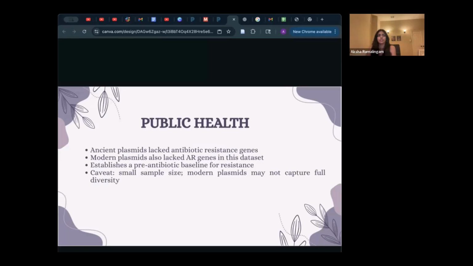Interestingly, we found phages, which are viruses that infect bacteria. And this matters for public health because phages are being explored to be used as alternatives to antibiotics. So understanding their diversity and evolution can help inform future treatments. And if I were to do more research on this, I would probably go more in depth with the phages and see how their evolutionary history looks.